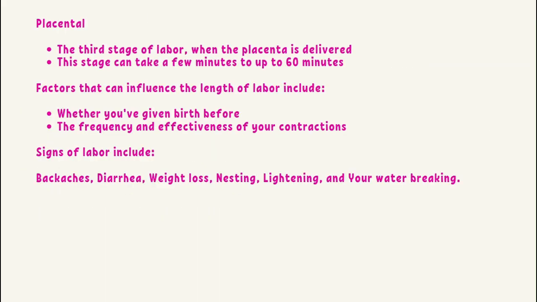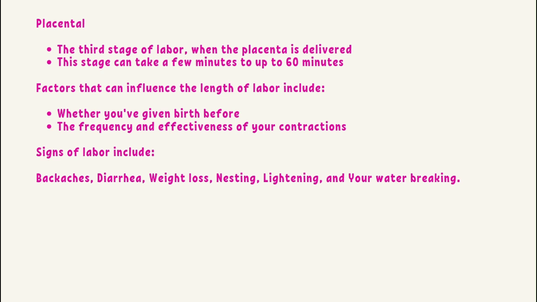So the placenta, which is the third stage of labor when the placenta is delivered, this stage can take a few minutes or up to 60 minutes. Basically that is when they push out the baby and then they go and cut the umbilical cord, but let me pronounce it properly. They cut the cord and all that stuff, and boom, we have a brand new baby. So that's the last stage.